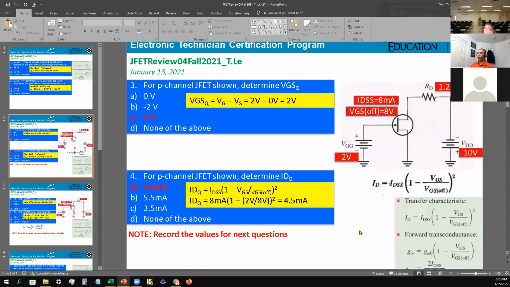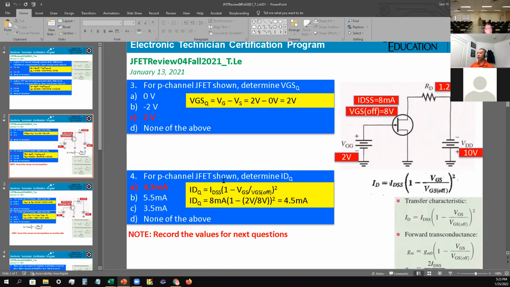Okay, question number 3: for the P-channel JFET shown, determine VGSQ. VGSQ is VG minus VS. We know VG is right here, positive 2 volts. And VS is right here, connected to the common, so 0 volts. So 2 volts minus 0 volts gives you 2 volts. So the answer is C for number 3.